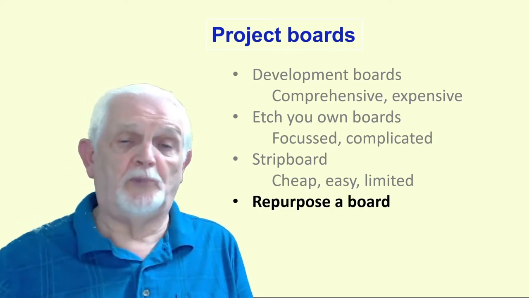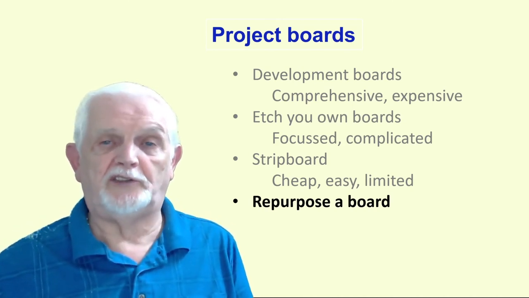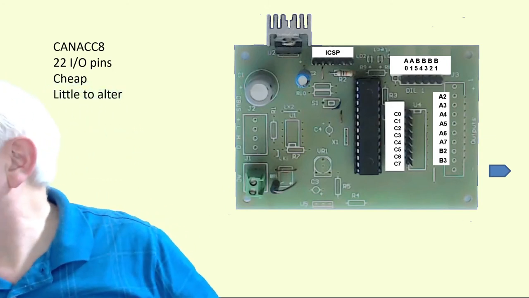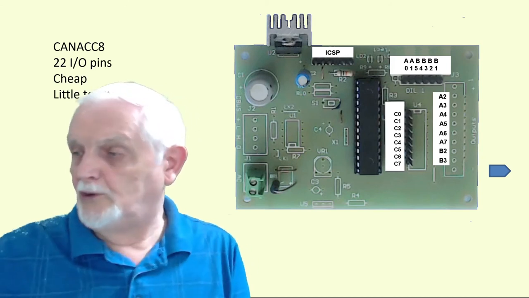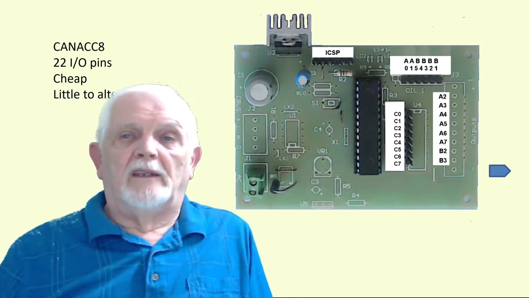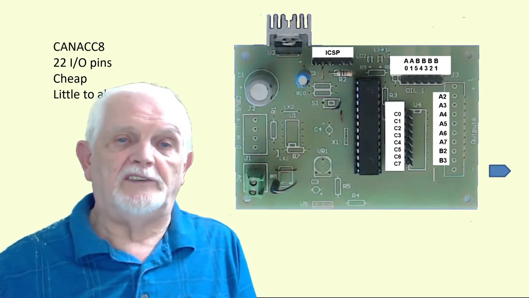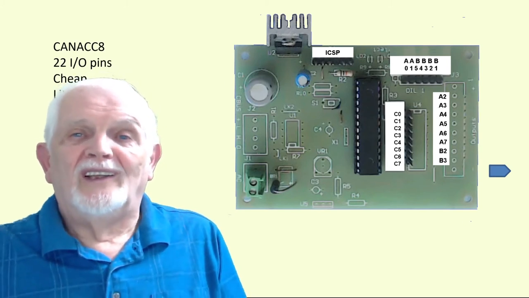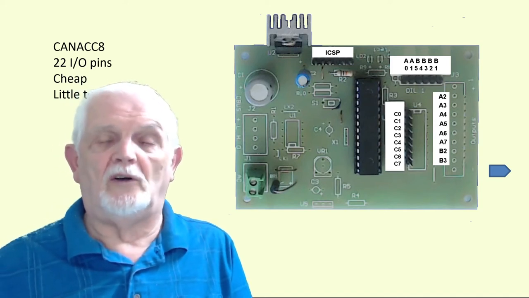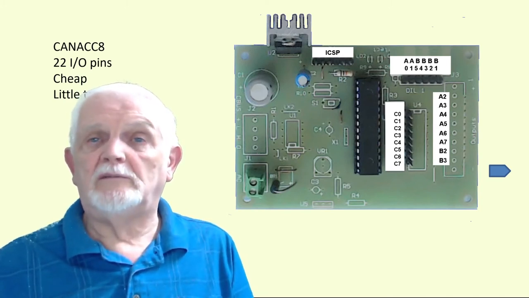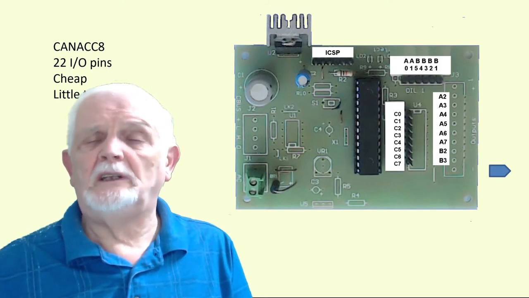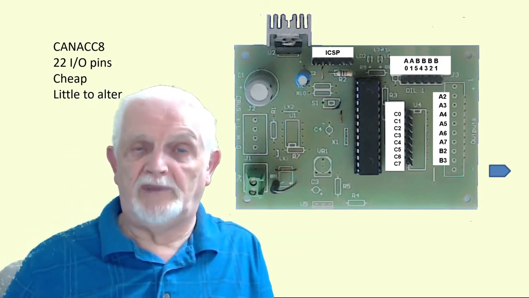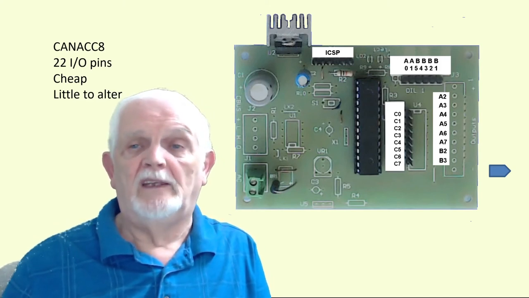Another option is to use an existing board that's designed for something else and turn it to your use. There's the Canac 8 board, which I've got. It's got a large PIC on it, a voltage regulator, and three strips of I.O. So it's already built. You just have to buy that PCB out of the kit locker and use it for your own purposes. You've now got 20 odd I.O. pins you can use. So it's cheap to buy. You don't have to make your own PCB, just use one that already exists. You don't have much to alter.